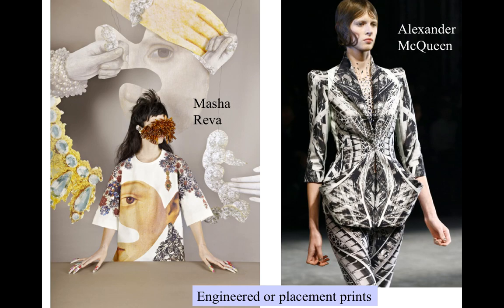On the other hand, there's a placement print or engineered print where you have a specific pattern piece, such as the back or the sleeve, and then your print is placed specifically within that shape and it does not repeat. So this McQueen jacket is a good example of that. So you have a specific placement on the sleeve, on the leg, pattern, etc.